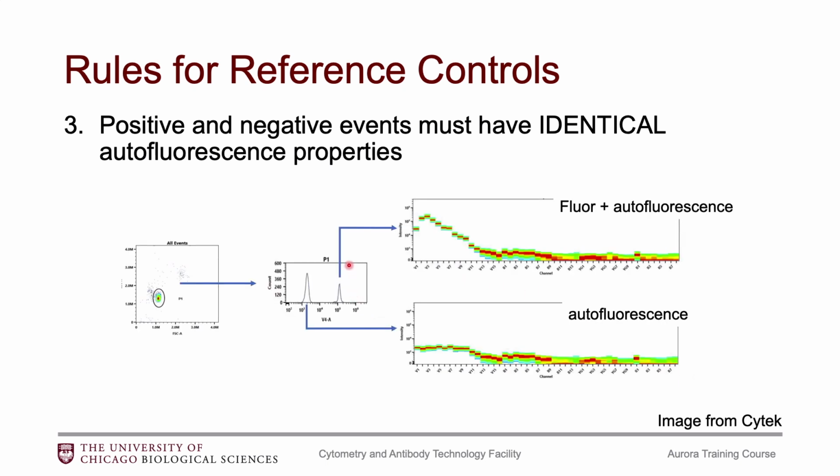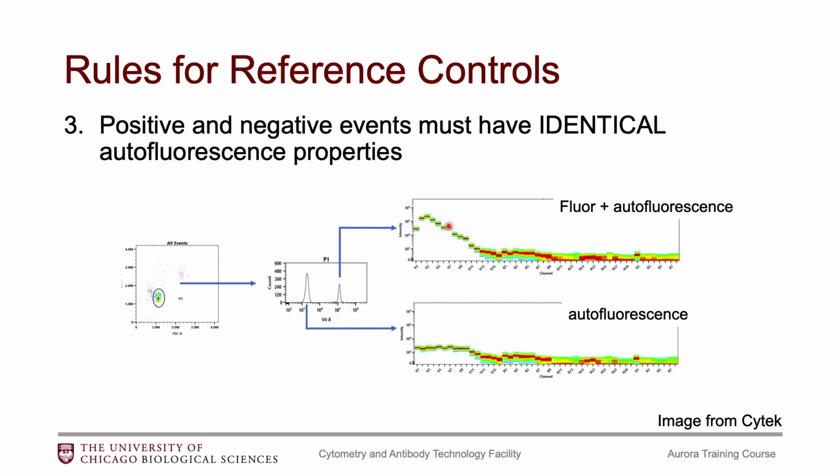Again, you're going to be drawing a gate on your positive population as well as a gate on your negative population. The algorithm is going to assume that within this positive gate, there are 2 signatures. There's the signature of the fluorophore as well as the signature of the autofluorescence. In the negative population, this contains the signature of the autofluorescence. So the algorithm just wants the fluorophore signature. And in order to get just the fluorophore signature, it's going to subtract the negative signature out of the positive signature. And that will give it the signature of just the fluorophore alone.